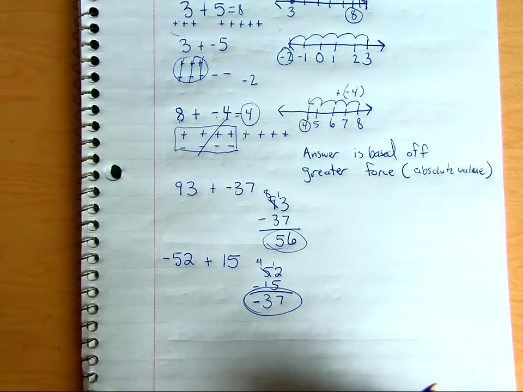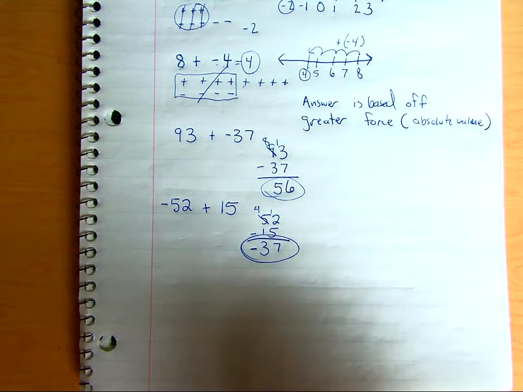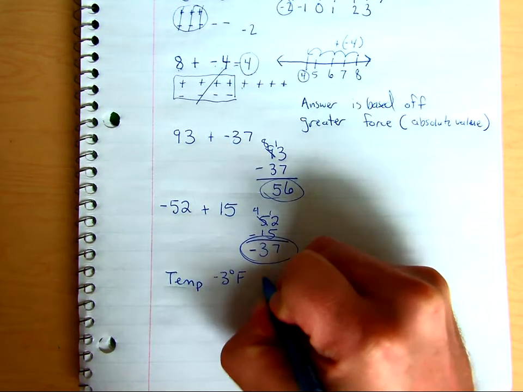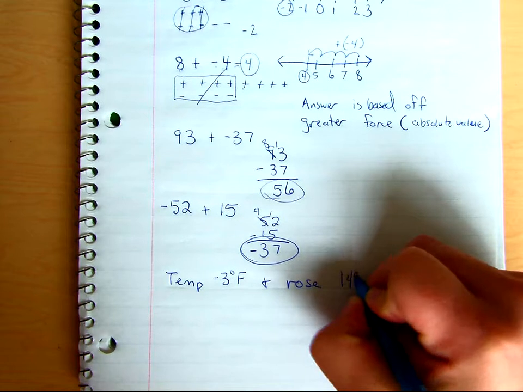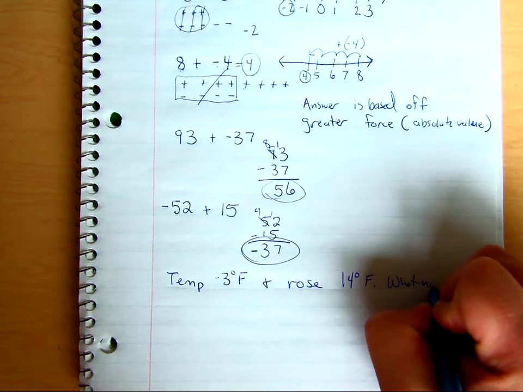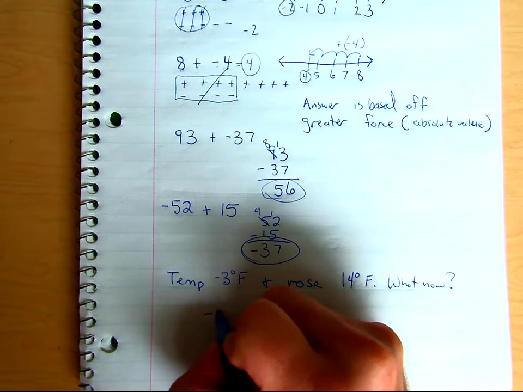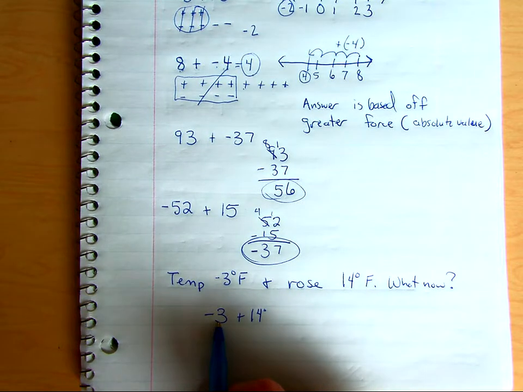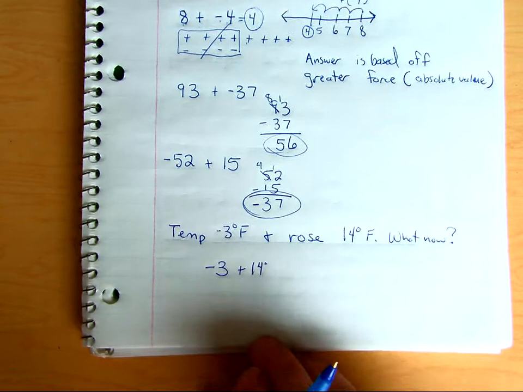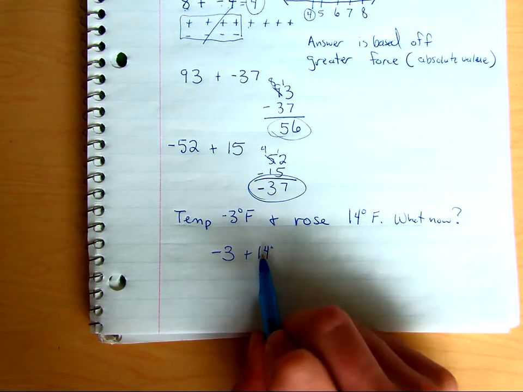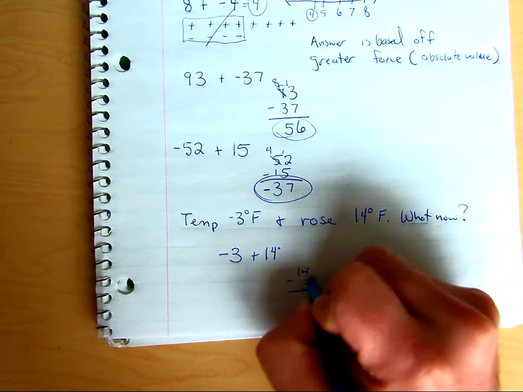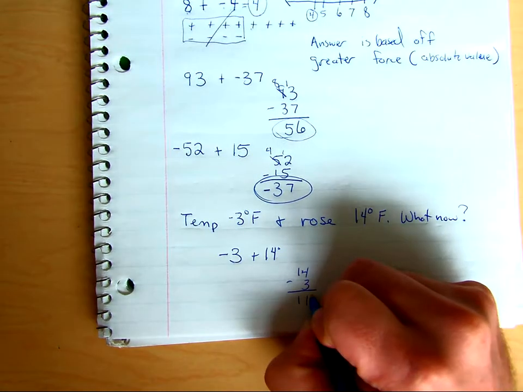A word problem type that you might see would be something like, okay, the temperature was negative 3 degrees and it rose 14 degrees. What is it now? So that would be a negative 3, and rose means plus 14 degrees, right? So again, I'm at negative 3 and I'm going up 14 degrees on the number line. I have more of the positive than of the negative. So I'm going to subtract those numbers and I get 11 degrees Fahrenheit.